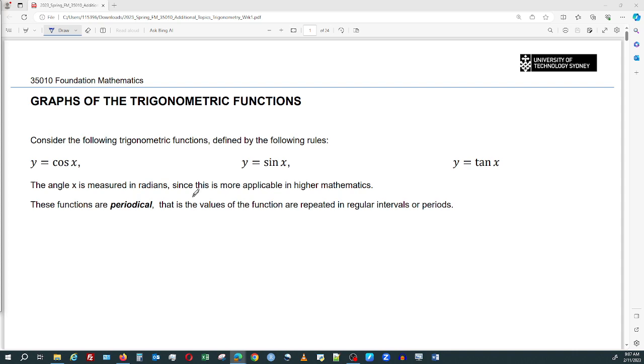So consider the following trig functions, with the angles measured in radians. These are periodic functions. Periodic functions repeat at regular intervals, and those intervals are called periods. That's a point you're going to need to get used to here. Periods are very important in the calculations that we do. So how do we see that period?